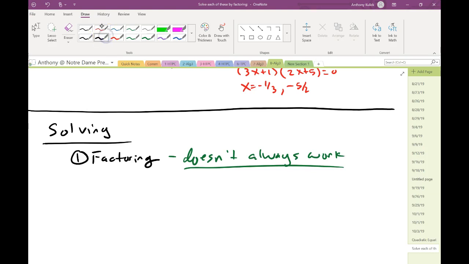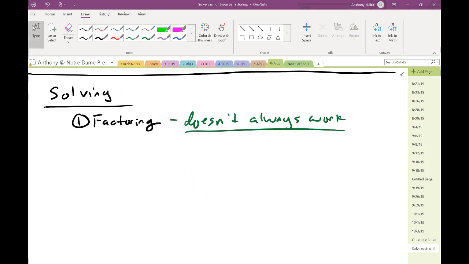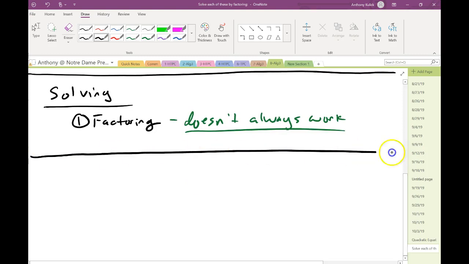Now, we didn't see any problems on our last assignment that weren't factorable, but we know the assignment before that we saw several polynomials that weren't factorable. So we need to come up with some other methods that we can use to supplement this solving by factoring technique. The first one of those methods is going to be solving directly.